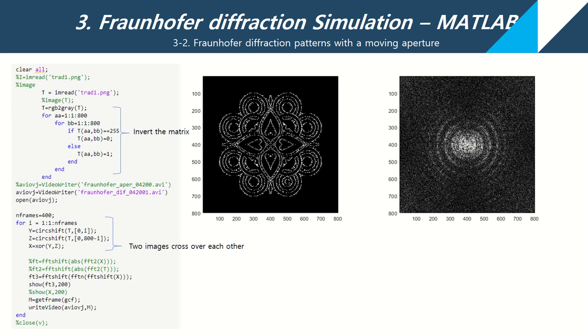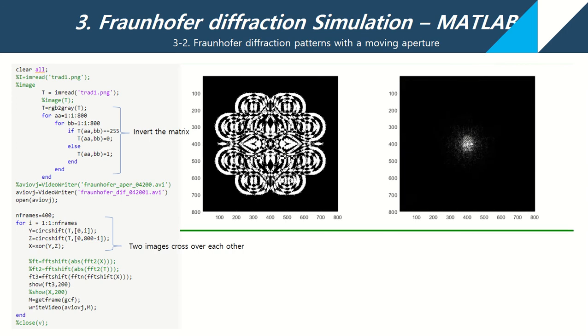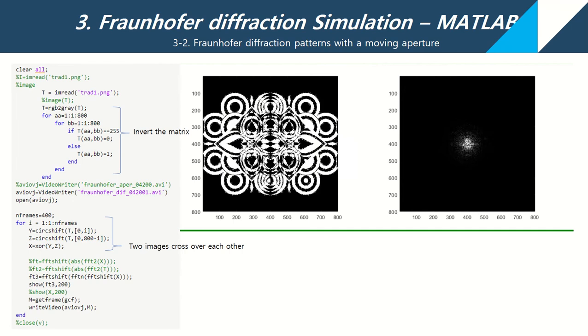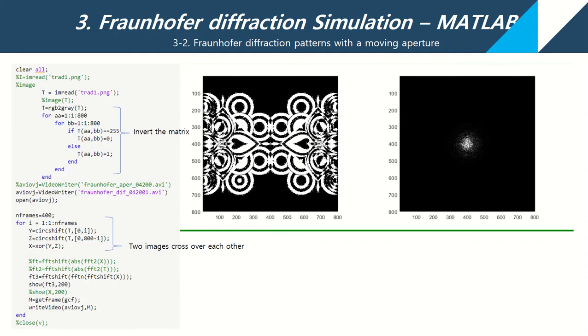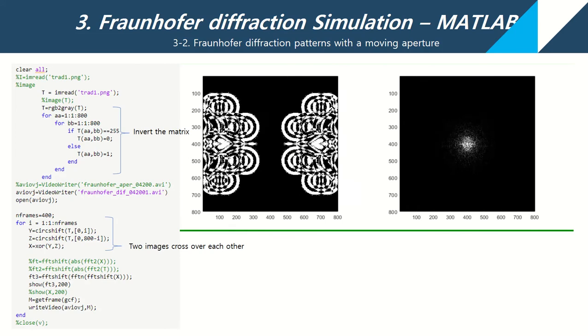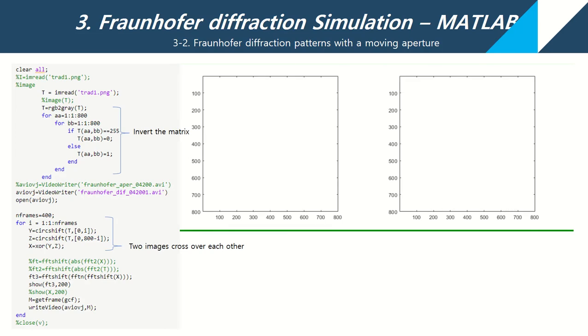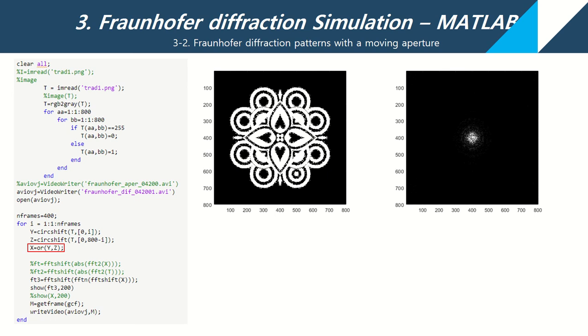Using this code, we can make the two pictures overlap and move across each other. Let's see the video. We can see the stripe pattern is moving through the diffraction pattern. This is the same code that I just showed you. Let's change the XOR function to OR and check the difference.